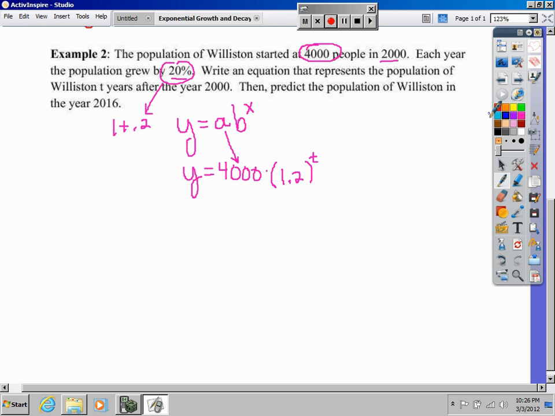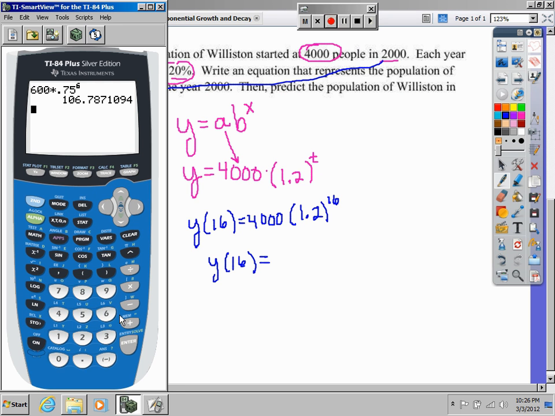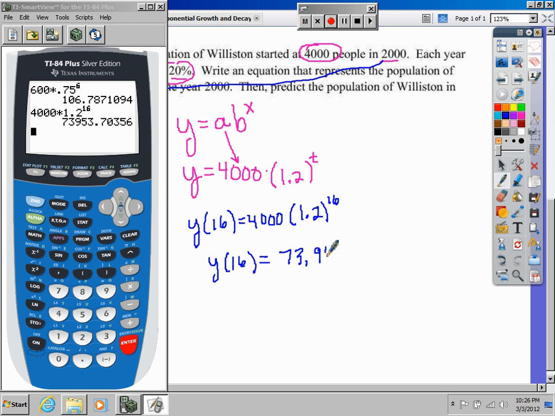Then it says predict the population of Williston in the year 2016. Well, because this equation is based off of the year 2000, that's 16 years later. So then all I do is y of 16, which is 4,000 multiplied by 1.2 to the 16th power. Then I take out my calculator and type in 4,000 multiplied by 1.2 raised to the power of 16. Okay, so now the population would be 73,953.7 people in the year 2016.